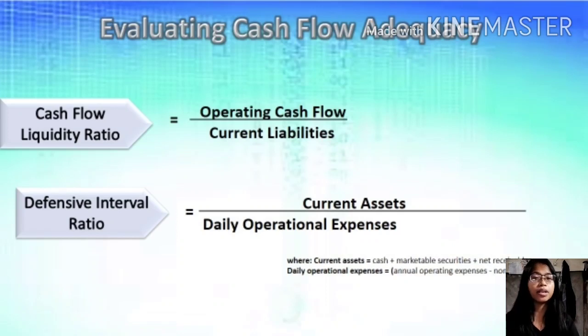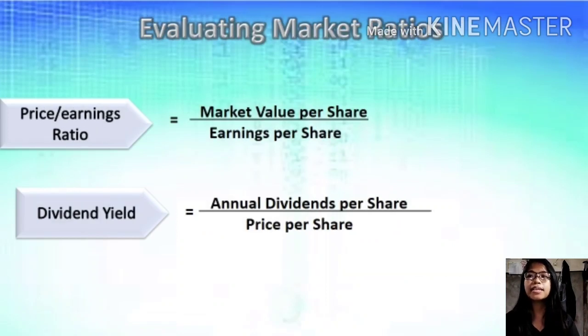Next is evaluating market ratios. Price earnings ratio relates a company's share price to its earnings per share. Dividend yield, displayed as a percentage, is the amount of money a company pays shareholders for owning a share of its stock, relative to its current stock price.